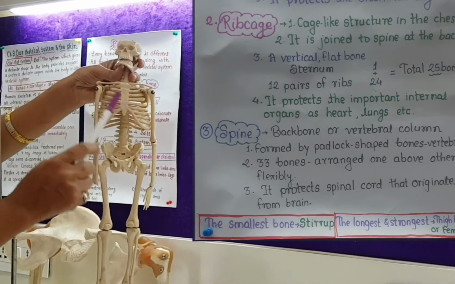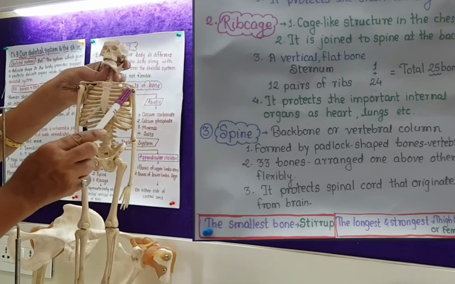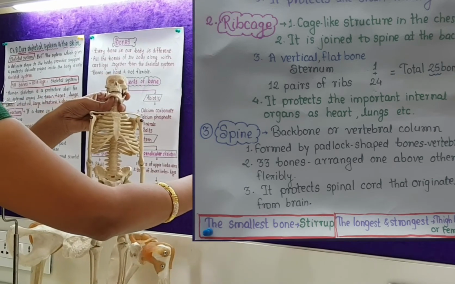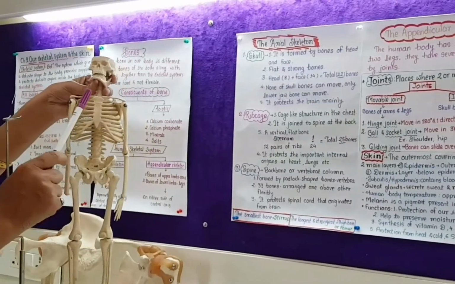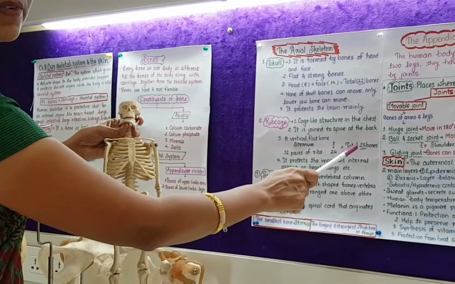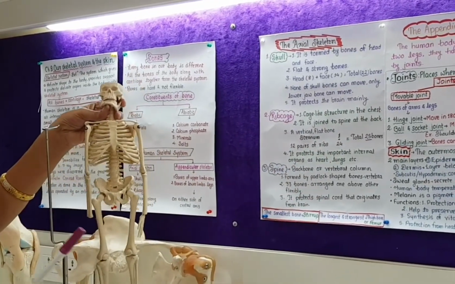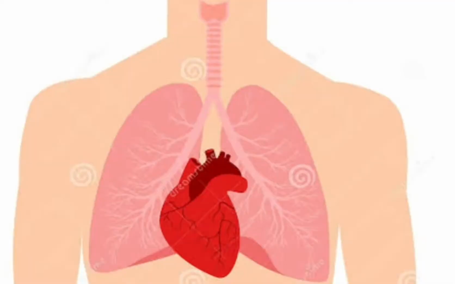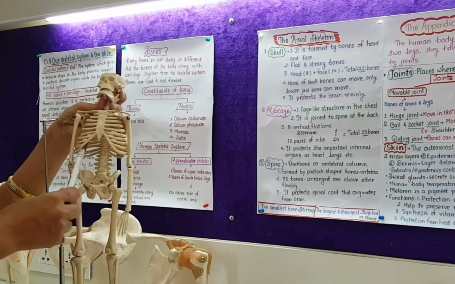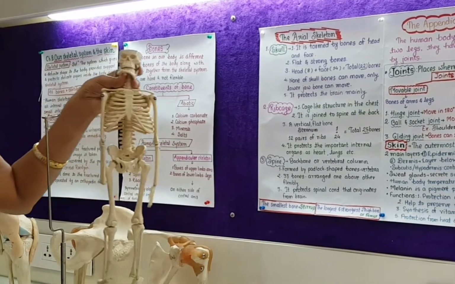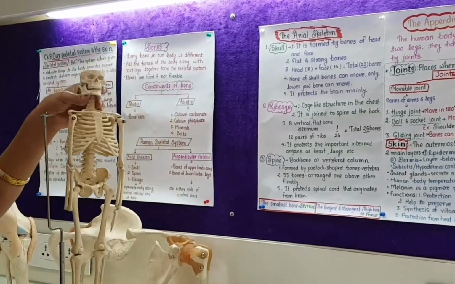See, these are the ribs and there are 12 pairs of ribs, that means in all they are 24. 1 plus 24, a total of 25 bones are there in this rib cage. It protects the important internal organs such as the heart and lungs. See, the heart is situated here and both lungs are situated bilaterally here. In this way, this rib cage is very important.